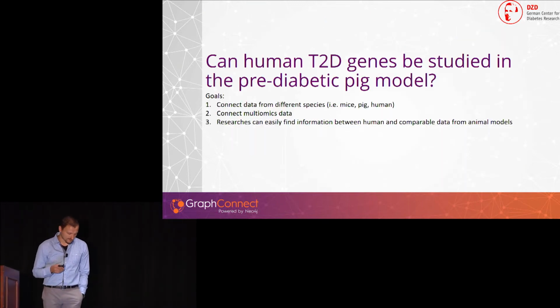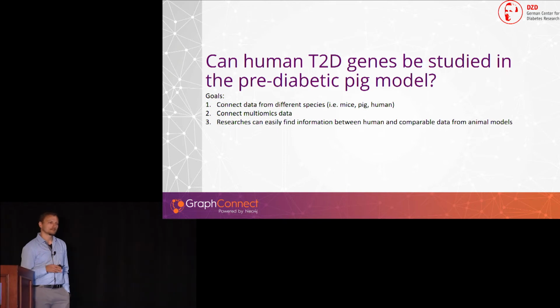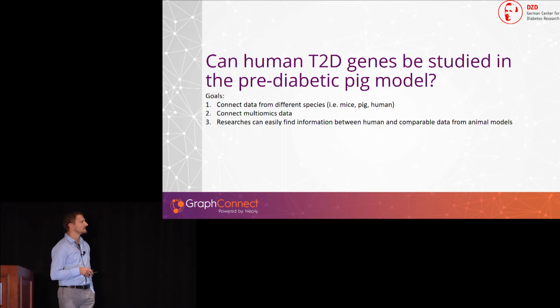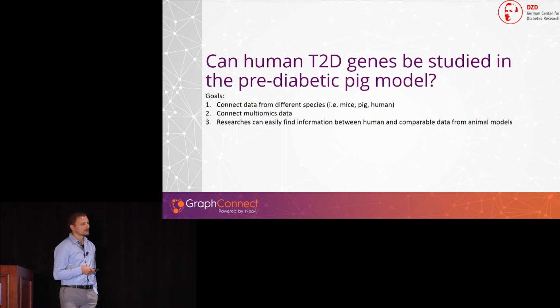Second example is something completely different. Here we want to connect data from different species, namely from human and our pre-diabetic pig model. And we ask the question, can human type 2 diabetes genes be studied in our animal model?